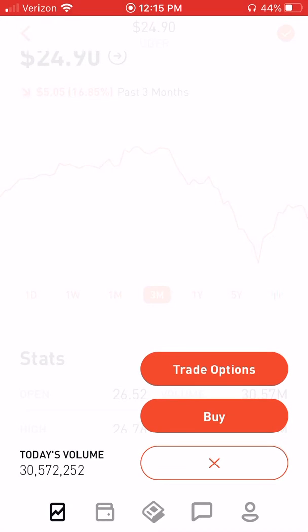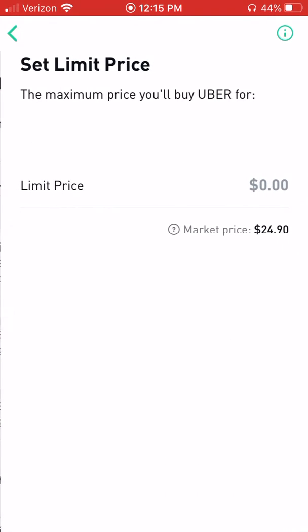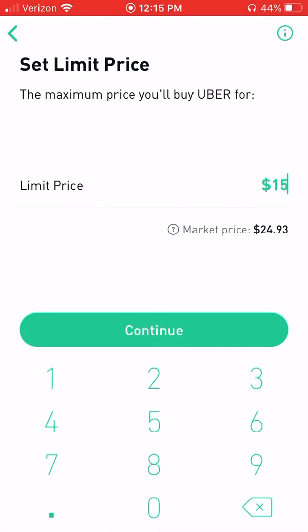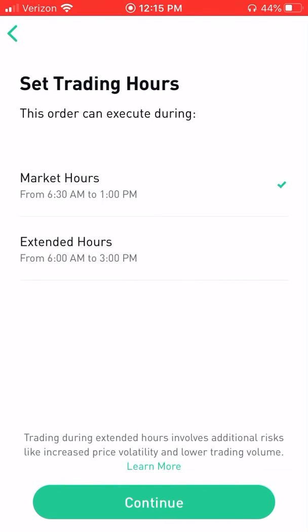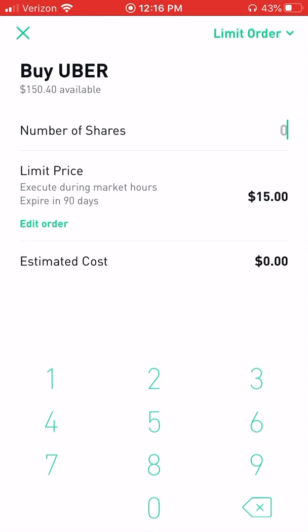So I'm going to hit trade. I'm going to hit buy. Now I'm going to scroll down to limit order. I want limit price at 15. We'll do market hours. And I'm going to hit this July 1st, 2020. So if at any time in the next 3 months it hits 15, it'll automatically buy those shares. I could do today as well, but I think the chance of it getting down to 15 today is virtually impossible. So I'm going to click on this July 1st, 2020.